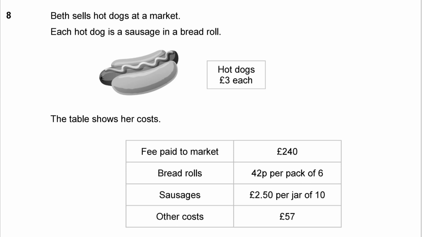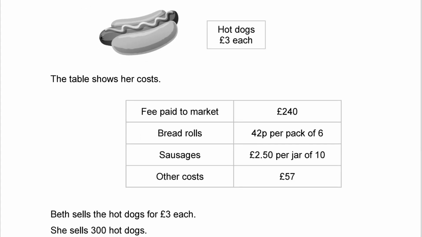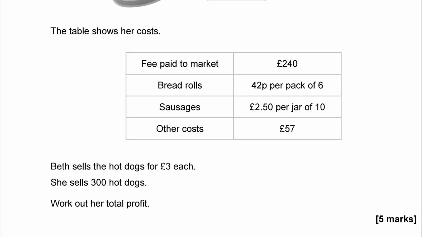Beth sells hot dogs at a market. Each hot dog is a sausage in a bread roll. Hot dogs are £3 each. The table shows her costs. Fees paid to the market £240. Bread rolls 42p per pack of 6. Sausages £2.50 per jar of 10. Other costs £57. Now it says that Beth sells the hot dogs for £3 each, and she sells 300 hot dogs, and we need to work out her total profit.